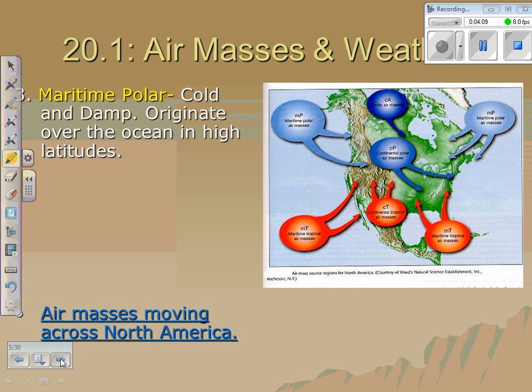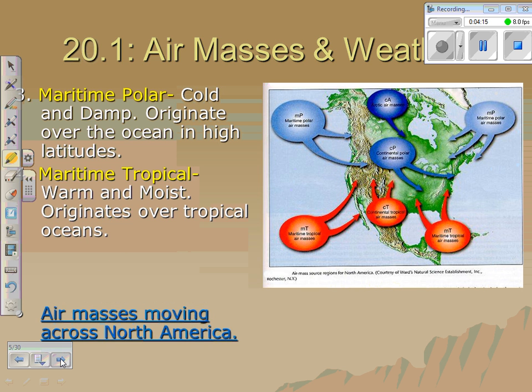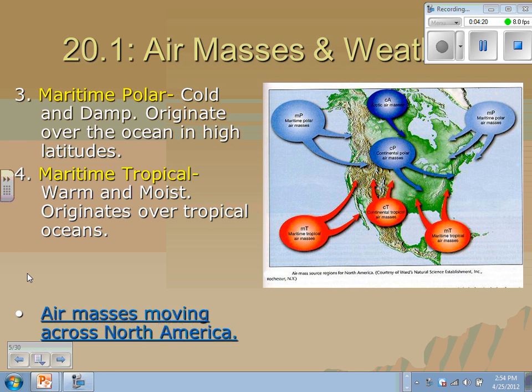Maritime polar is characterized by being cold and damp and originates over the ocean in high latitudes. Maritime tropical is warm and moist, and like I said, this is what we like in northern Wisconsin, when those warm, moist southern breezes, sometimes it can be too humid, come up from the Gulf and work their way up into northern Wisconsin.